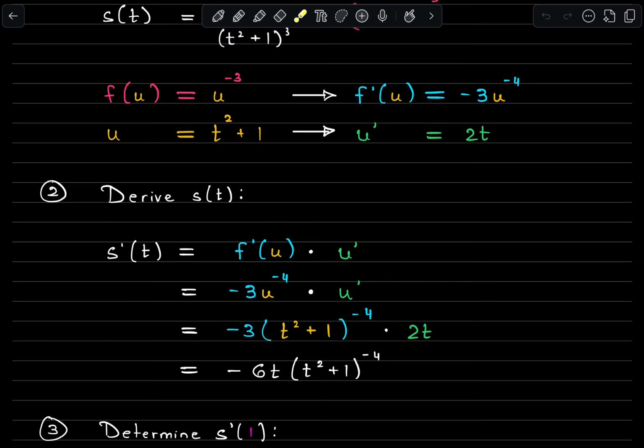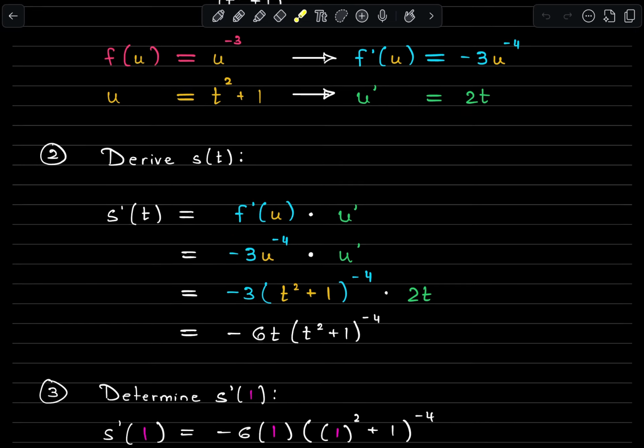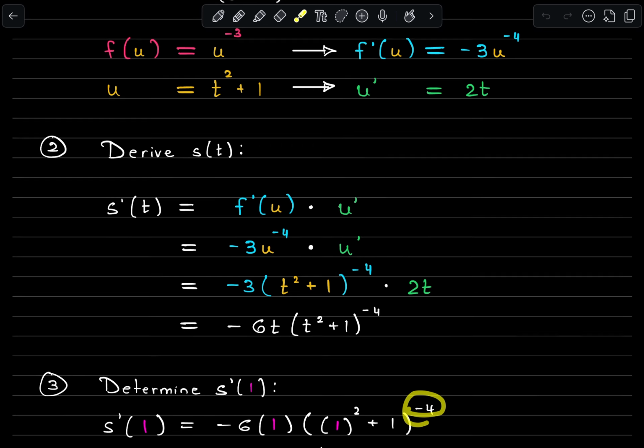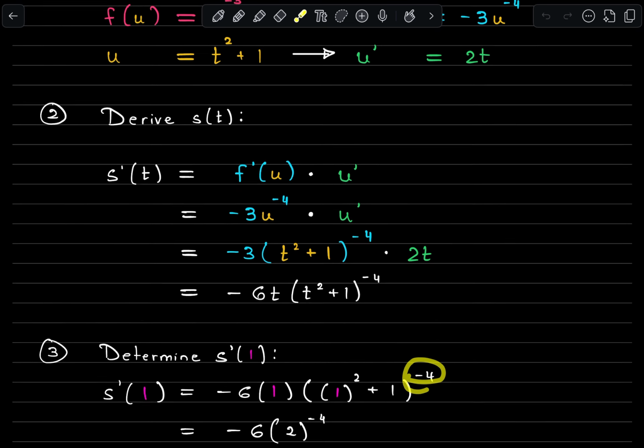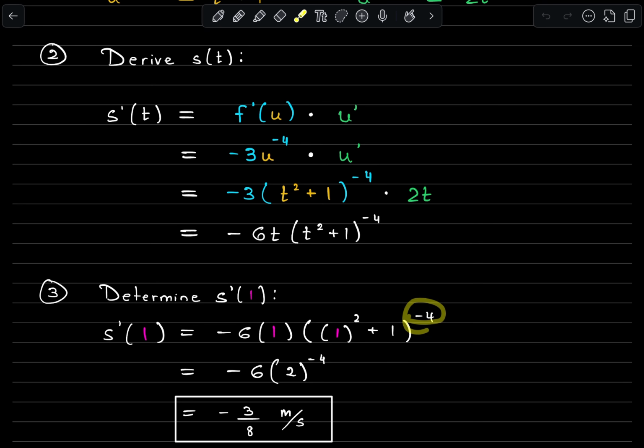And finally, we just have to evaluate this at t equals 1 second. Okay, so this is an instantaneous velocity function. s prime of 1 is going to be equal to negative 6 times 1 times (1 squared plus 1), all of it raised to negative 4. So that's going to simplify to negative 3 over 8. And because they had given us this position function in meters, the instantaneous velocity is going to be measured in meters per second.